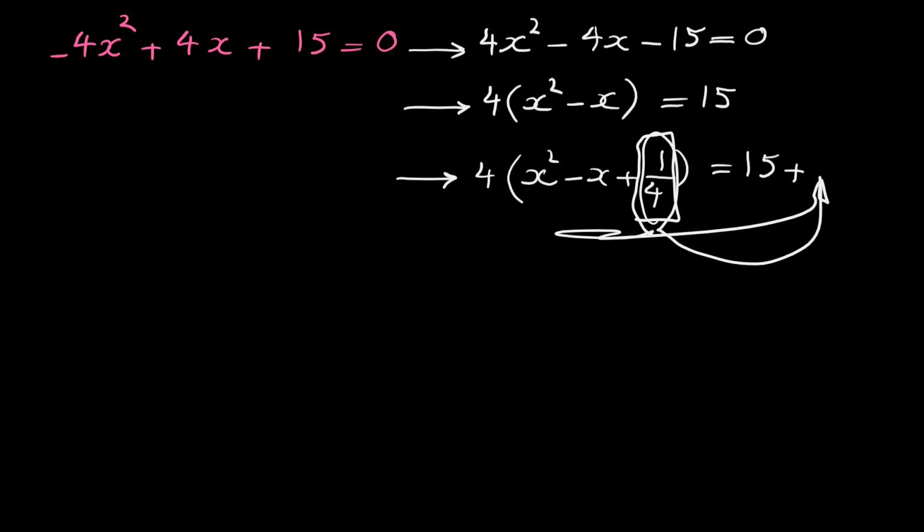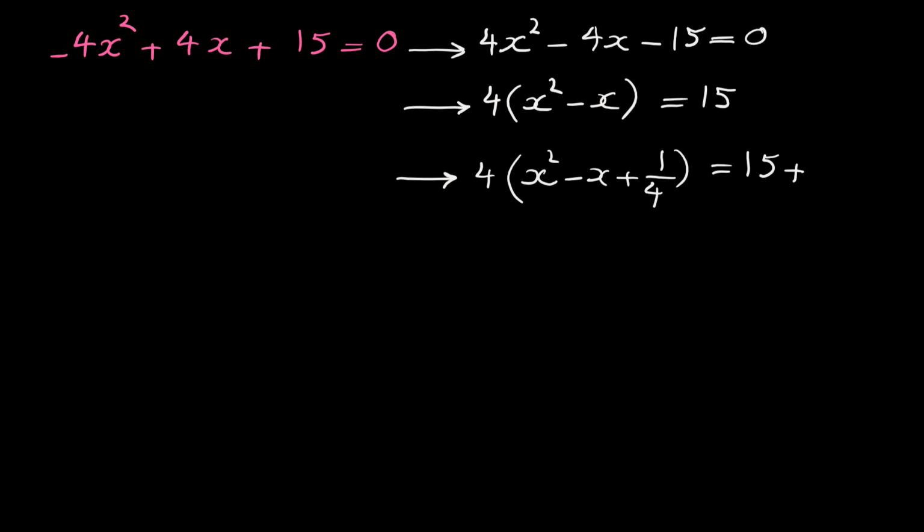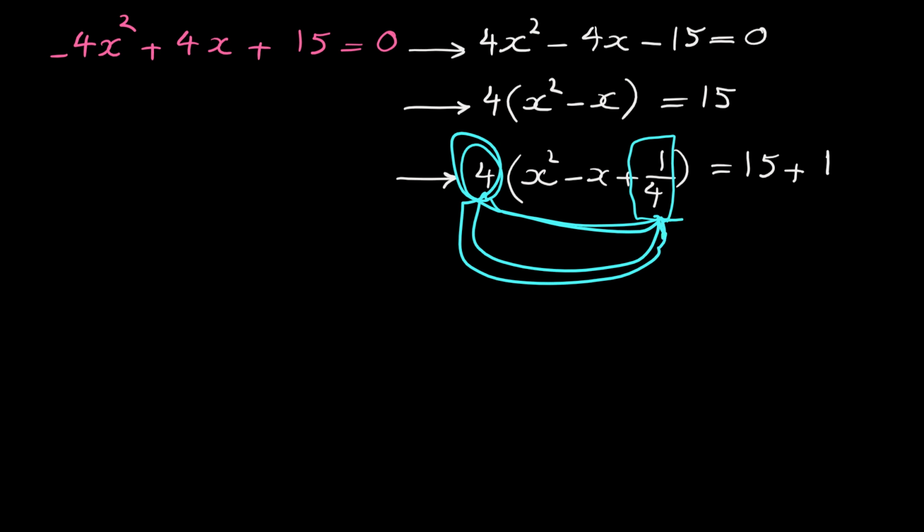Remember, when you add a number to the inside of the bracket, that number should be multiplied by this number. Then it should be added to the other side. 1/4 times 4 is 1. So we have to add 1 to the other side. Again, what is the reason that we add 1 to the right side but 1/4 to the left side? Attention. This 1/4 is inside the bracket. When you multiply 4 inside the bracket, 4 times 1/4 is 1. And we added exactly the same value to the other side.